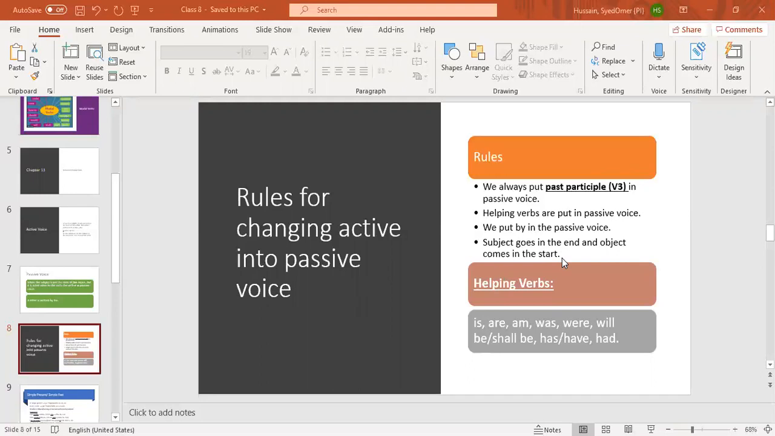Okay students, so these are the four main rules that we use. The past participle, that is the third form of verb. We use the helping verbs is, are, am, was, were, will, shall. Then we put by, and then subject goes at the end and object comes in the start. Okay, clear? Any confusion, ask me.